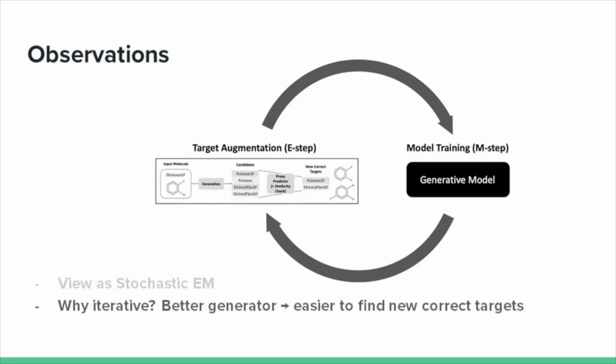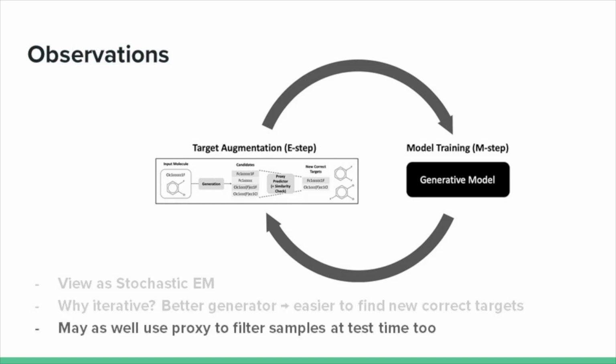Second, why an iterative approach? The reason to do target augmentation iteratively, where you're doing it after every training epoch, is because at first your generator might be poor, so target augmentation will struggle. But as your generator improves over epochs, target augmentation may be able to discover more and better new correct targets, which further improves the model, and so on.